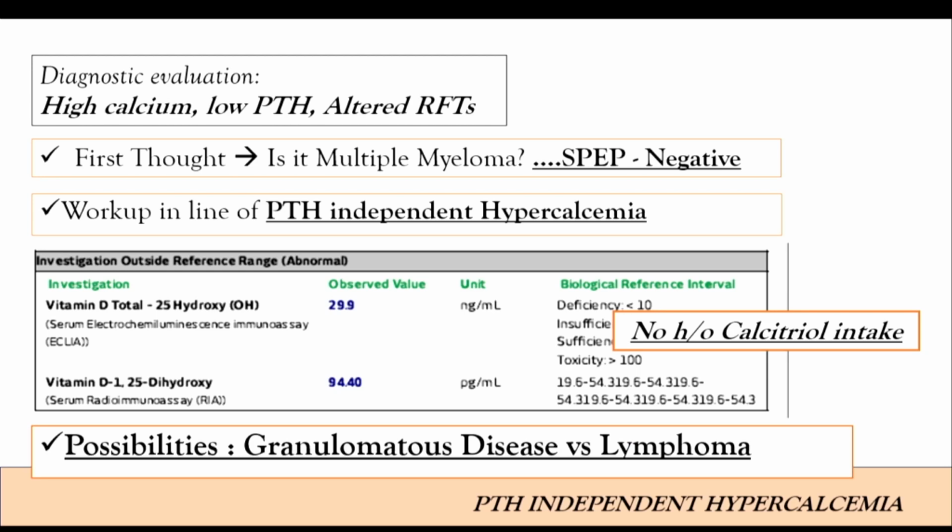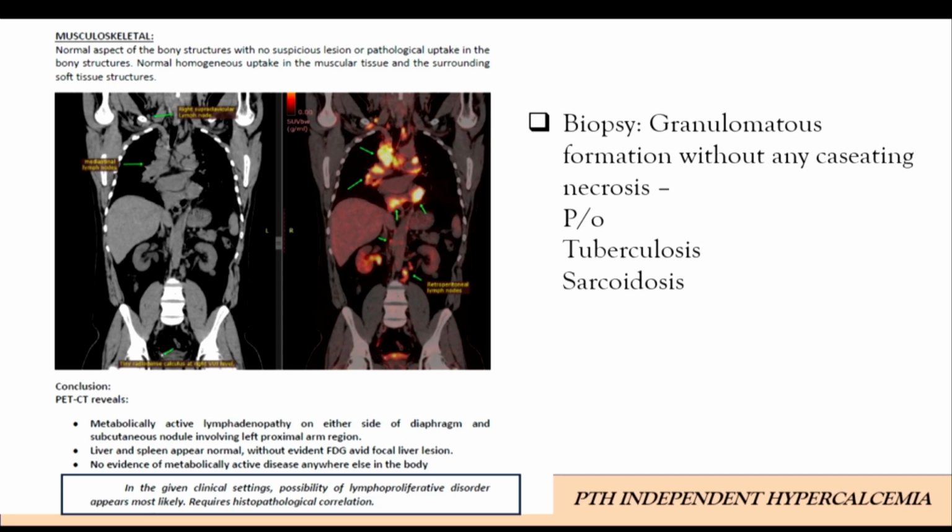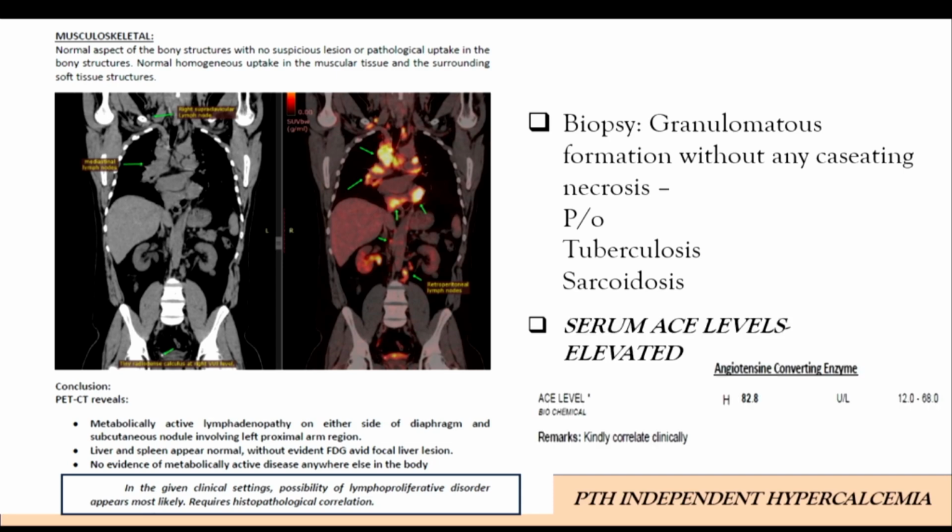So next, FDG PET CT was done. It showed uptake in the various lymph nodes on both sides of the diaphragm, and the impression they put was a probable lymphoproliferative disorder. Then a CT-guided biopsy was done. Fortunately for the patient, it turned out to be granulomatous disease and not lymphoma. Possibilities put were tuberculosis or sarcoidosis. Serum ACE level was done. It was marginally elevated. In consultation with the pulmonologist, it was decided that we will treat in the line of sarcoidosis. If the symptoms worsen, then we might add ATT also, because sometimes it is difficult to differentiate on the basis of the biopsy. There were no other investigations for tuberculosis that were positive.